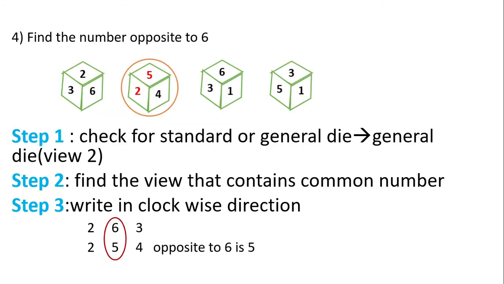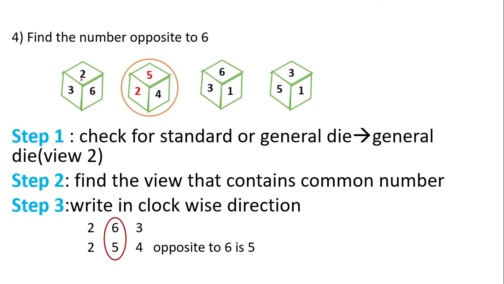The problem 4, find the number opposite to 6. In this case they have given 4 different views of a single die. Our first step is to find out whether it is a general die or a standard die. From the second view we are able to identify it is a general die. And as usual we have to find the common numbers between two different views. So I have taken the first view and the second view.